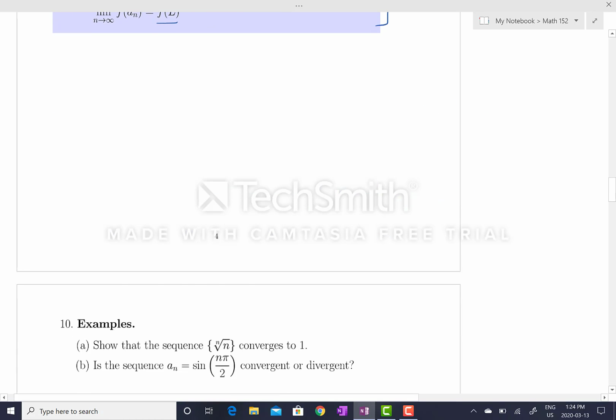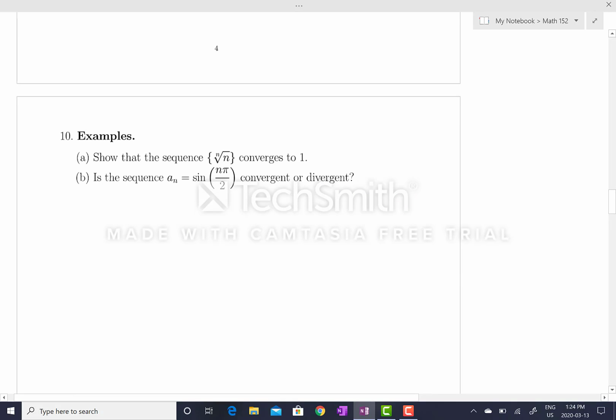Here we go. Show that the sequence, the nth root of n, converges to 1. Let's do that one first. So what we're asking is, what is the limit as n goes to infinity of the nth root of n? Okay, I'm doing example 10a here. Let me just rewrite that in a slightly different notation. That is like this: the limit as n goes to infinity of n to the 1 over n.